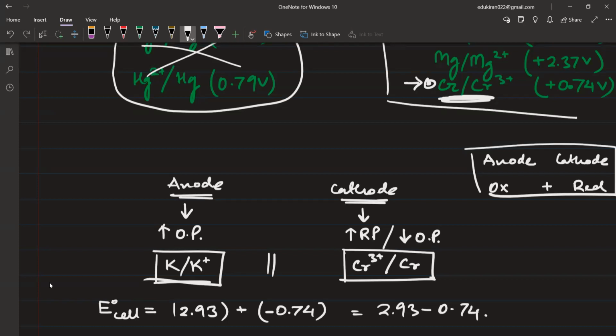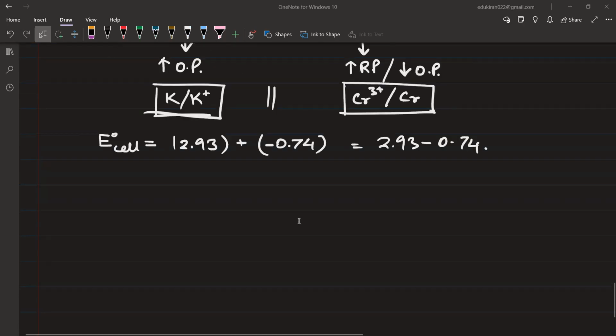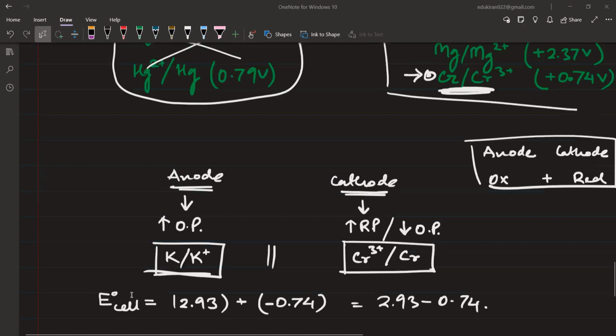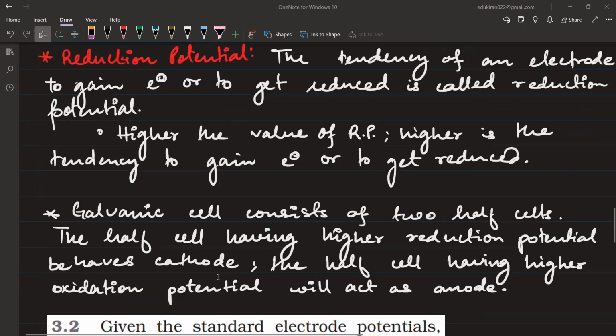Now, right here, what we have written, the last point: a galvanic cell consists of two half cells. The half cell having the higher reduction potential behaves as the cathode. The half cell having higher oxidation potential will act as anode. Okay, and that's what we have learned now.